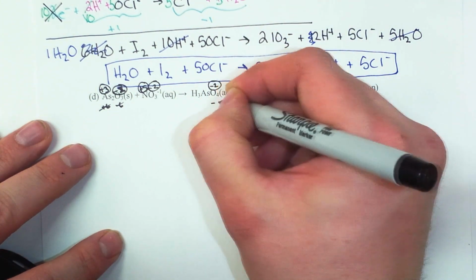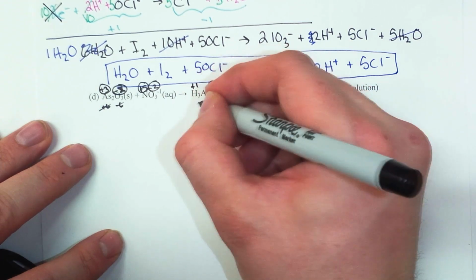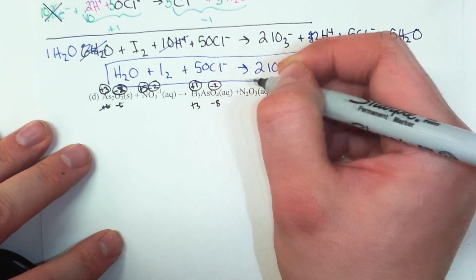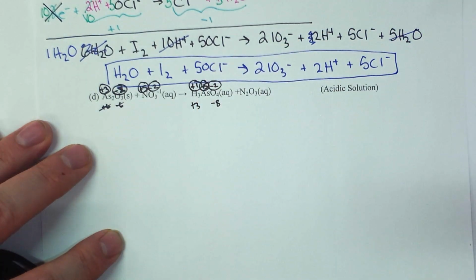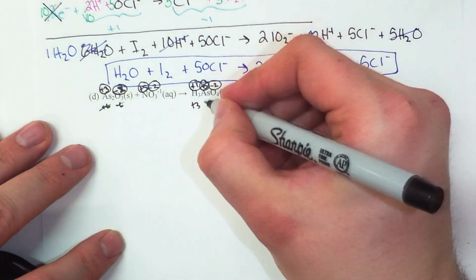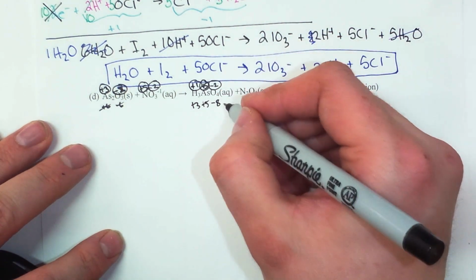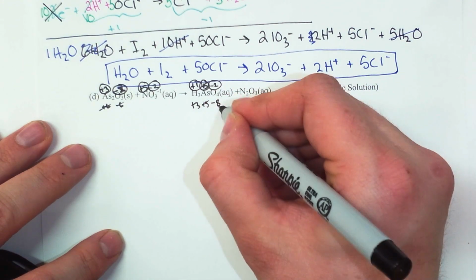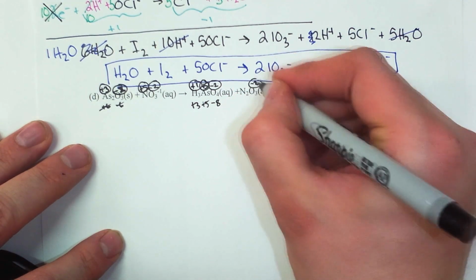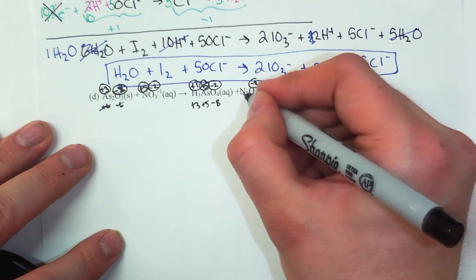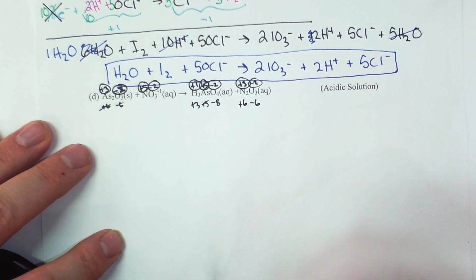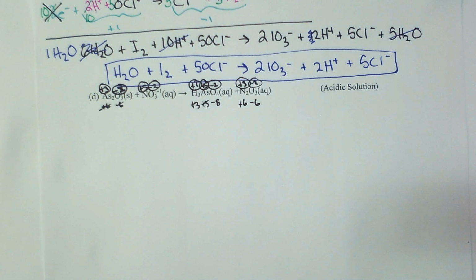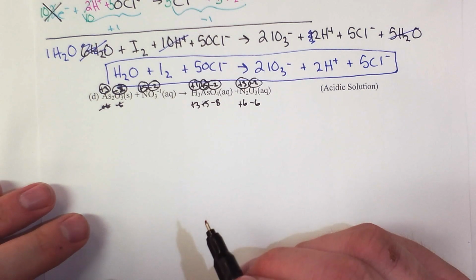4 times -2 is -8. These are +1s. +3. This needs to be +5 to counteract that. So +3 +5 minus 8 equals 0. -2 times 3 is -6. 2 times +3 is +6. Just using the bottom here just to double check because there's a lot of different things going on here. Let's see if we can find out what the oxidation and reduction were.